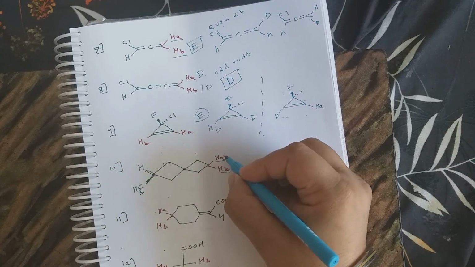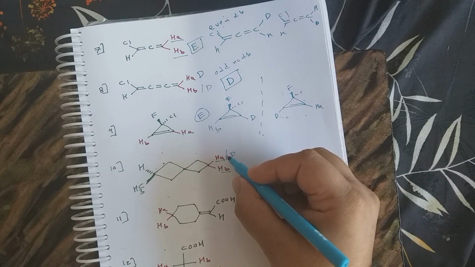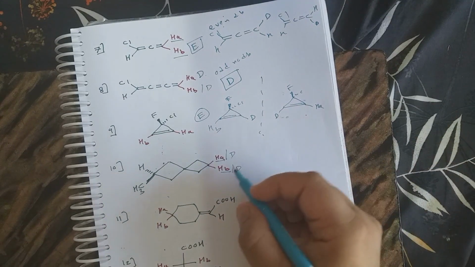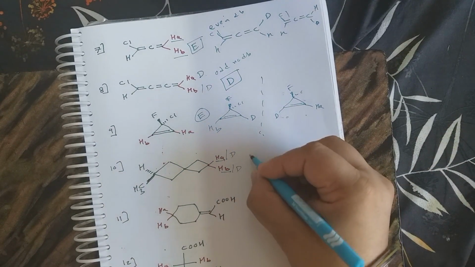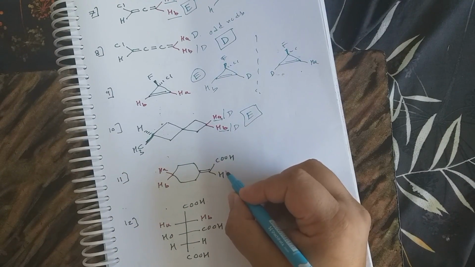If you replace this Ha with deuterium first, then you have to fix this Ha and replace this Hb with deuterium. Again you will get an enantiomeric compound. This is also having an enantiomeric relationship. Okay, then this also.